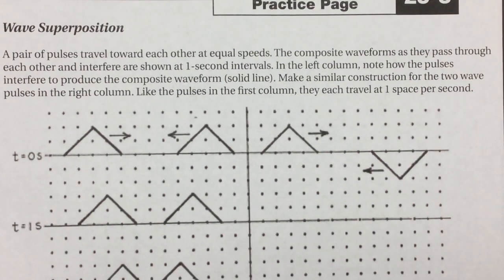Welcome back. We are talking about waves today, and we're talking about how they actually superimpose, so they come over top of each other. So if you have two waves, you can either make that wave bigger in amplitude, or it can actually cancel out.